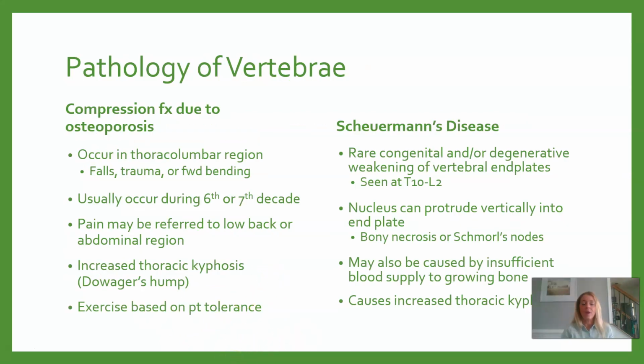Pathology of some of the vertebrae. One could be a compression fracture due to osteoporosis. This is usually in the thoracolumbar region. Falls, trauma, forward bending, any of those things can contribute to fractures of the vertebrae. Usually occurs during the 6th or 7th decade or even later.